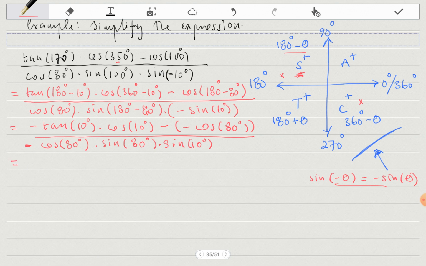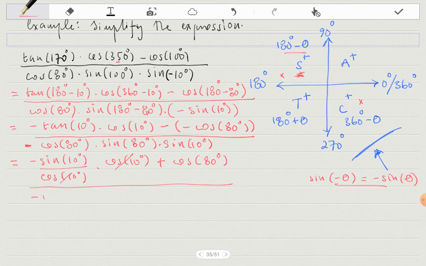What we can do is clean up the top. We can make the negative tan become sine over cos, this would just be the identity, times cos of 10. Then these two would cancel off. Plus cos of 80, all divided by minus.